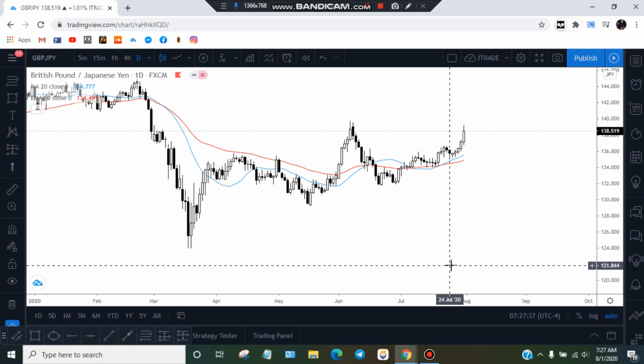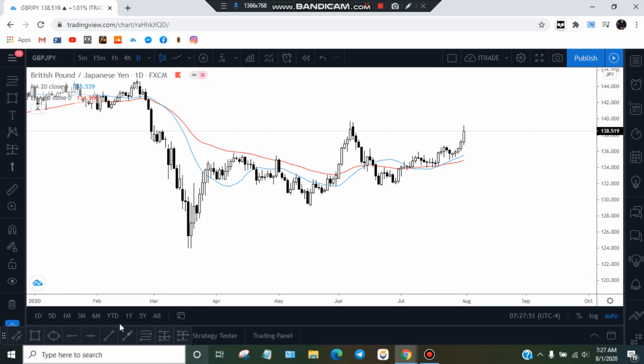First things first, what I like to do is look at the daily time frame, the 4 hour, the 1 hour, the 15 minute, and sometimes the 5 minute, right? So first thing is we're gonna start off with the daily time frame. I like to look for my support and resistance on the daily, right?